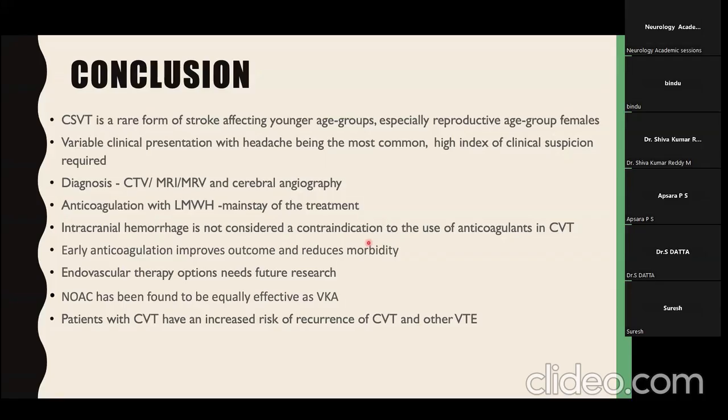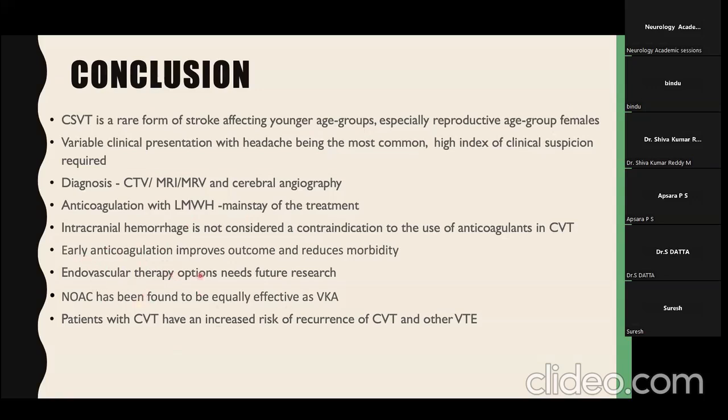So you should say anticoagulation; if you say you treat CVT with low molecular weight heparin, you cannot say it like that. Early, prompt, and adequate anticoagulation is the best way to ensure the best possible outcome. Anticoagulation with low molecular weight heparin or unfractionated heparin is the mainstay of treatment, and intracranial hemorrhage is not considered a contraindication to anticoagulation.